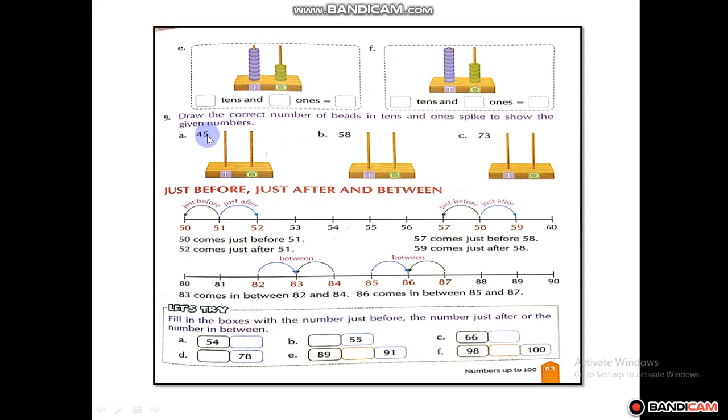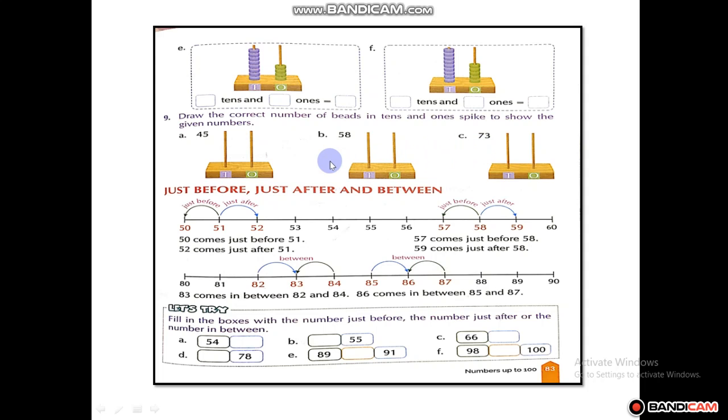Here it is 45. They have given number 45. So this will be 4 tens and 5 ones. So you will draw 4 beads here and here you will draw 5 beads. 4 beads and 5 beads, that is 4 tens and 5 ones. So 45 it will become. Here also in tens, this is 5 tens. So in tens column you will draw 5 beads and in ones column you will draw 8 beads. So you will draw it here.